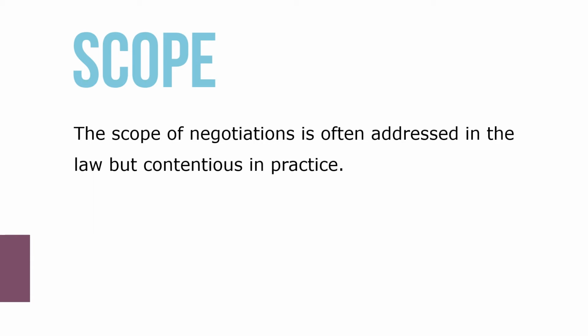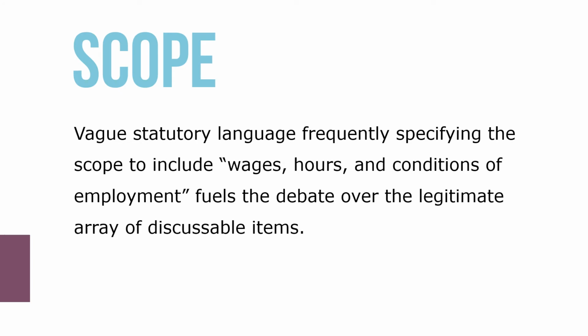The scope of negotiations is often addressed in the law, but contentious in practice. Conflict arises because unions want more prerequisites or perks and want to haggle over a broad range of issues. Vague statutory language, frequently specifying the scope to include wages, hours, and conditions of employment, fuels the debate over the legitimate array of discussable items.